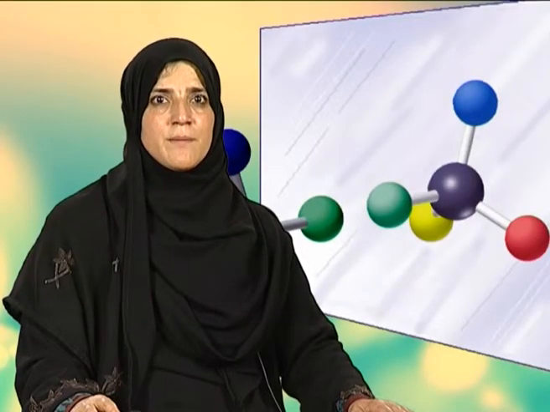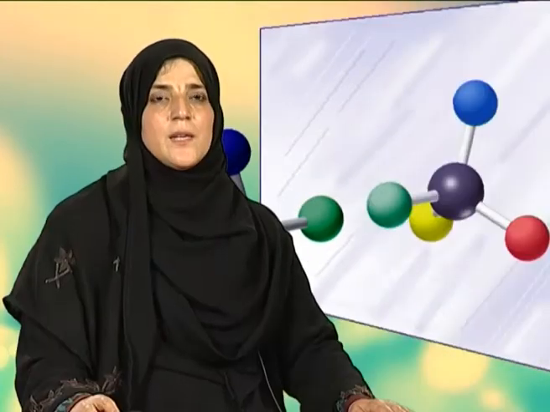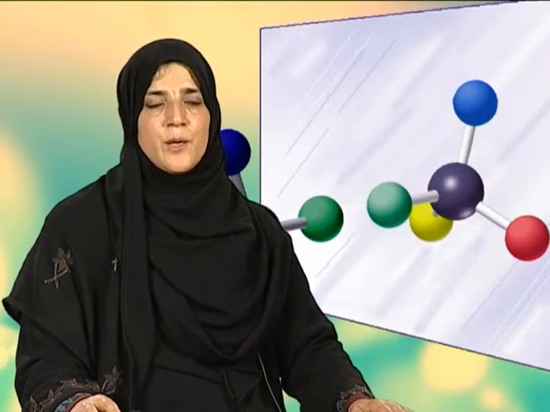Indeed, model experiments have shown that the highest yields are based on asparagine. Cysteine and methionine also form acrylamide in the presence of glucose, but the yields are considerably lower than from asparagine. The thermal reaction of acrolein with ammonia also produces acrylamide, but again only in small amounts.